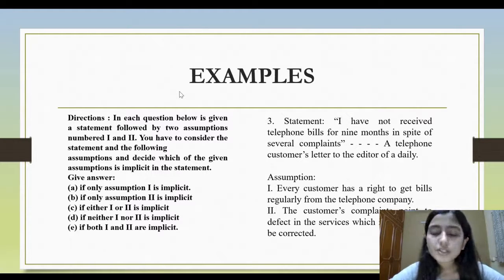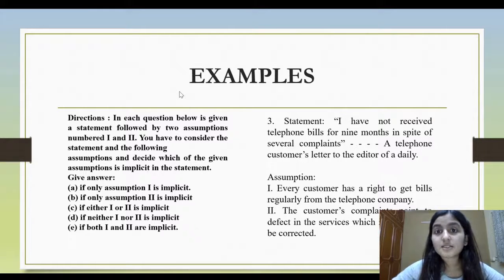Statement: I have not received telephone bills for 9 months in spite of several complaints. A telephone customer's letter to the editor of a daily said this. Assumption: every customer has a right to get bills regularly from the telephone company. Now again, whose mind do you need to go into? You need to go into the mind of the customer who has sent the letter, because that is the person who is the author of this present statement.